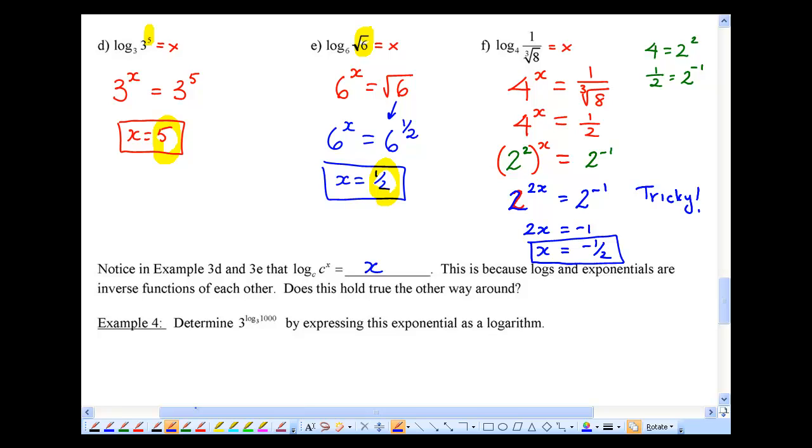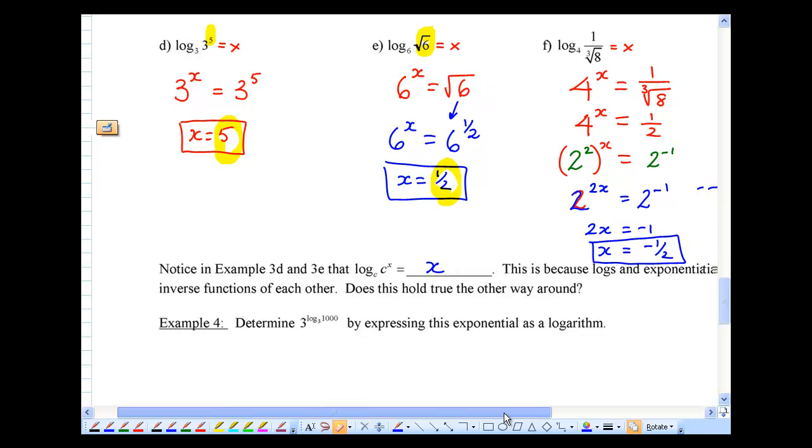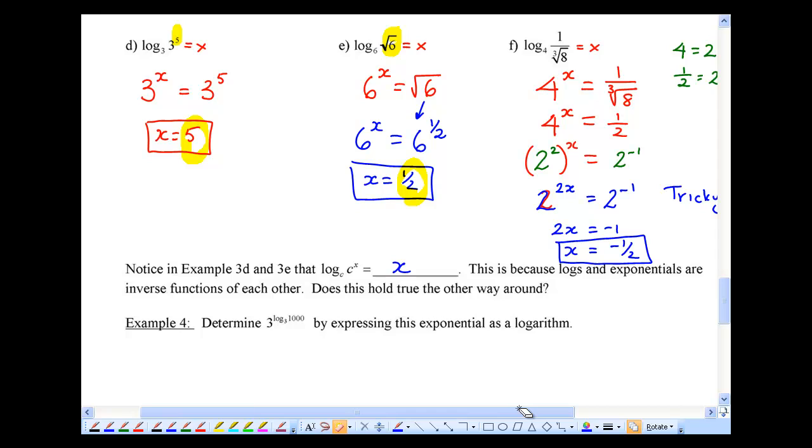Why is this the case? Well, remember, logs and exponentials are inverse functions of each other. Inverse functions are just like this, where I take something, square it, and I take the square root of it, I get back the same thing. That idea of inverse, where you do those two functions back to back, you get back the same thing. Well, guess what? If I take x and I raise it to the exponent, and I take the log of it, I get back the same thing, x. Now the question is, does this hold true the other way around?